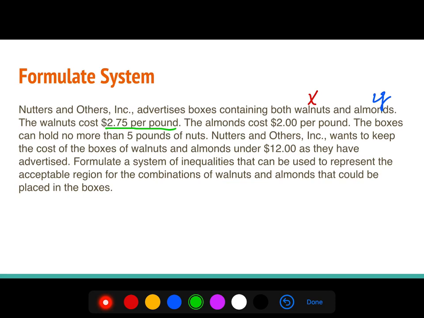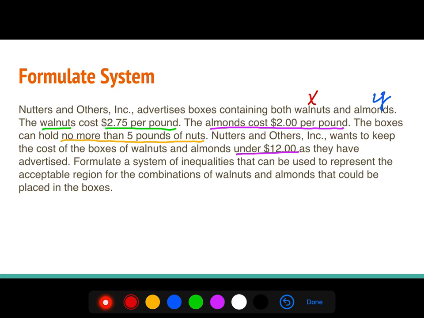So my first equation, the walnuts cost $2.75 a pound, and the almonds are $2 a pound. And then we have some boxes. Boxes can hold no more than 5 pounds of nuts. And then Nutters and Others wants to keep the cost of these boxes under $12. So now we need to do our inequalities.